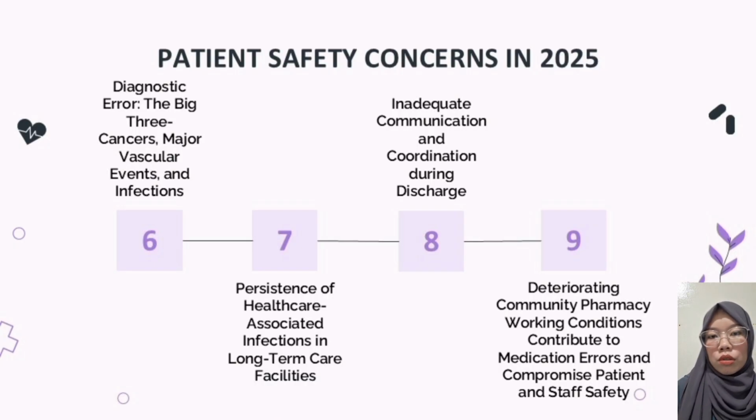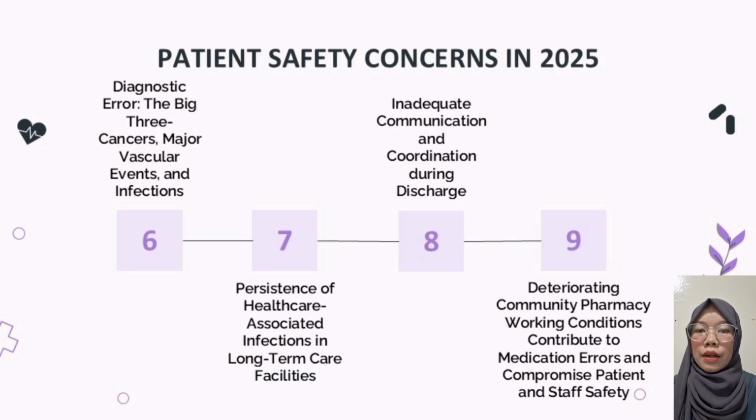Kasi maraming mostly or may mga patients na non-compliant. And then number 9, deteriorating community pharmacy working conditions contribute to medication errors and compromise patient and staff safety. So almost 33% of pharmacy staff in 2021 were at a substantial risk for distress, which carries an 8-fold higher risk of burnout and 2-fold higher risk of medication error.